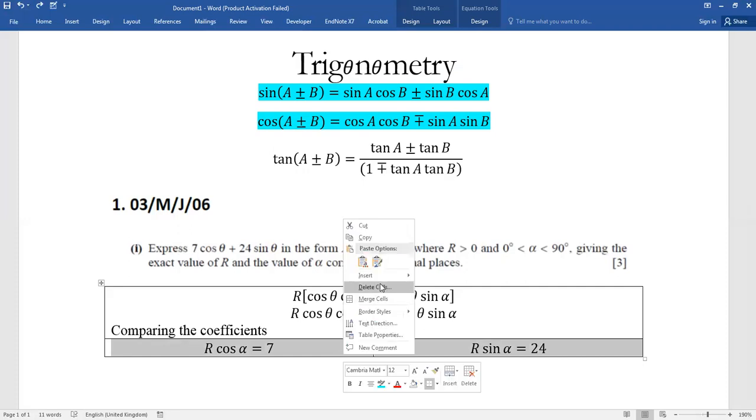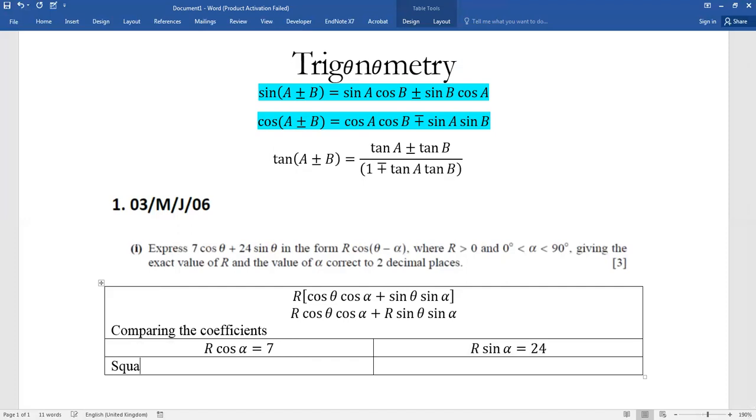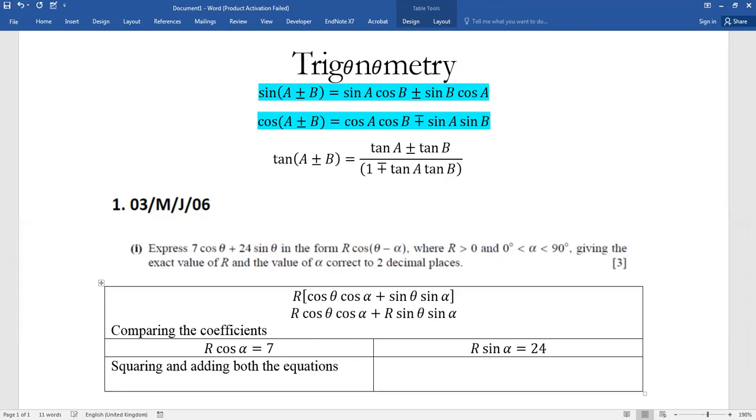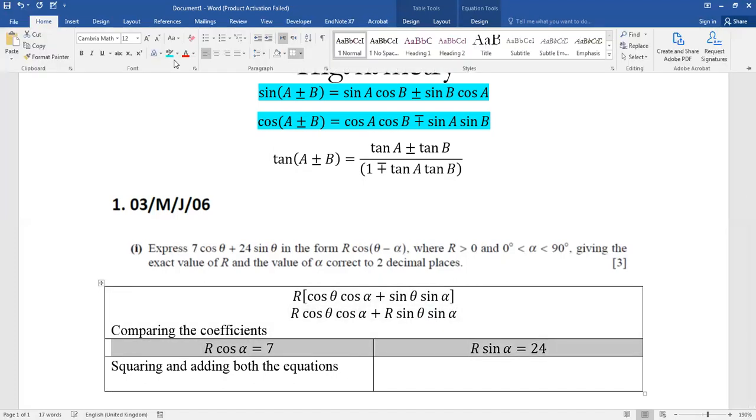If I tell you squaring and adding both the equations. Remember, this is a drill that we are just doing once. We will not always have to do it. The two equations that we have formed, can you square both of them and then add them?